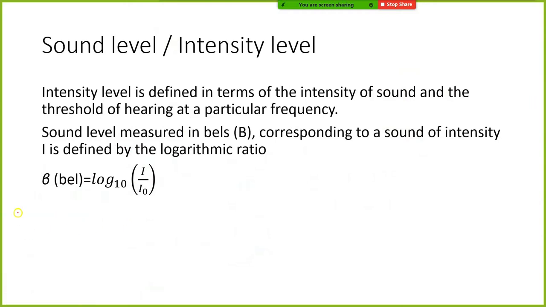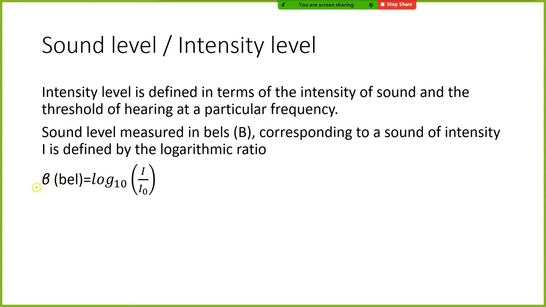Yeah, so this formula right here is the formula that we're going to use to actually convert or to write our intensity in terms of decibels, not decibels but bells. I'm going to show you what we're going to do next when we want to write it in decibels, because decibels is a more accurate unit, rather than using bells.